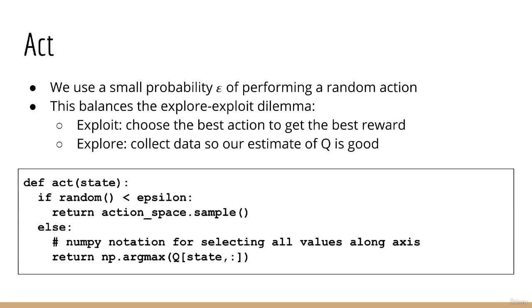Okay, so let's start with the act function. As you know, we don't just take the greedy action all the time. We have a small probability epsilon of performing a random action. This helps us balance the explore-exploit dilemma. We want to exploit what we think is the best action, but we also want to explore and collect more data so that our estimates improve. So in this function, we're going to generate a random number between 0 and 1. If this random number is less than epsilon, we simply sample a random action from the action space. Otherwise, we select the action which is the argmax over Q, given state S, for all possible actions A.